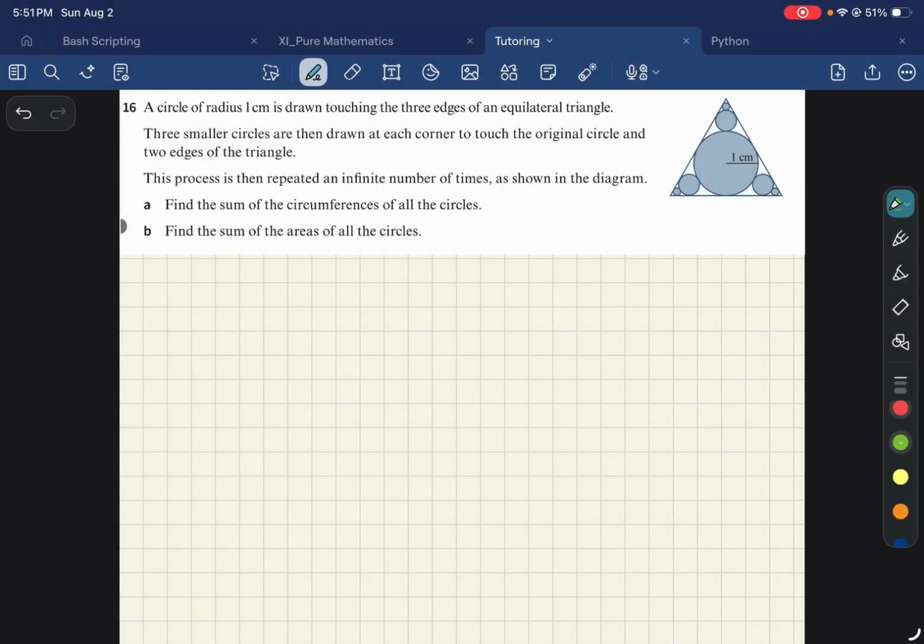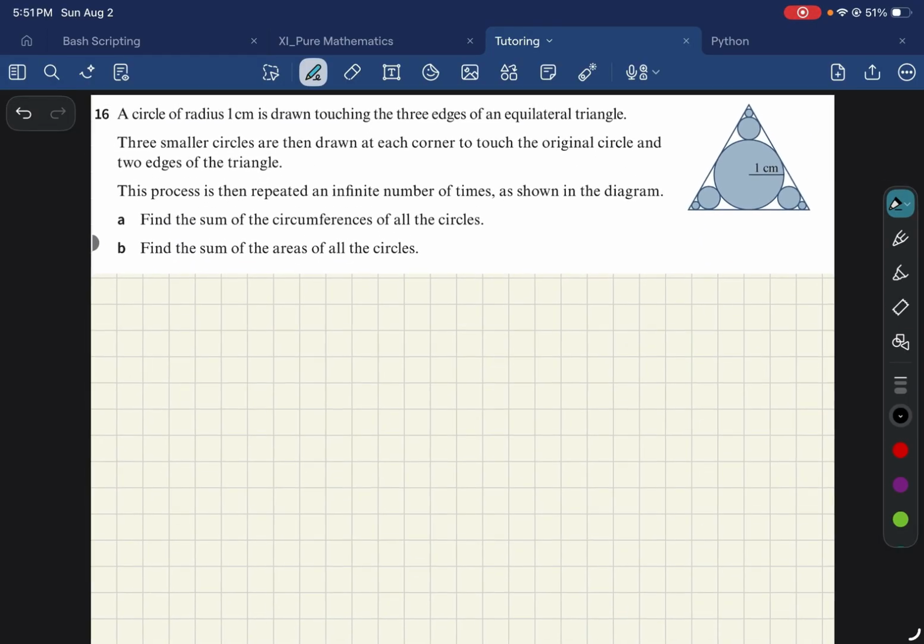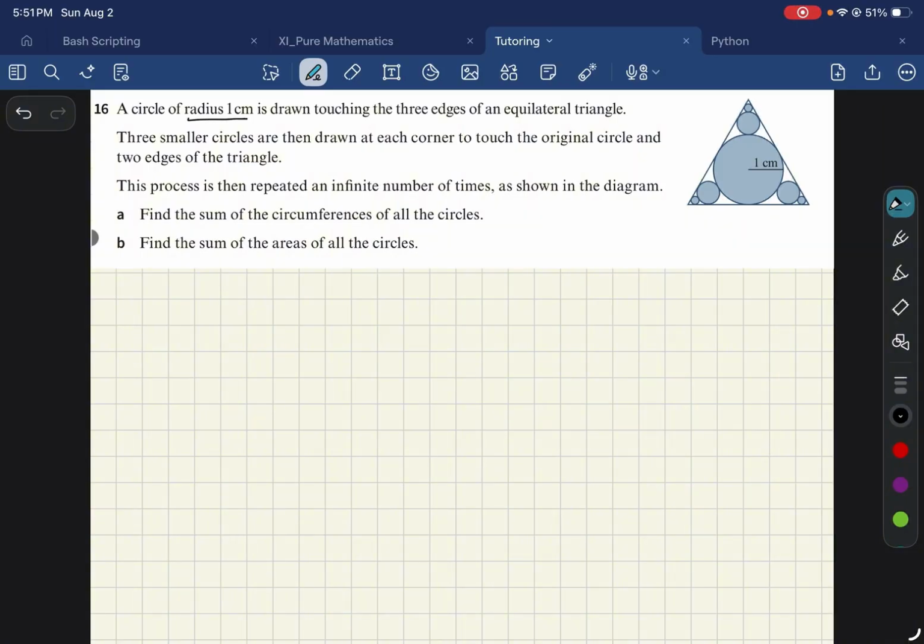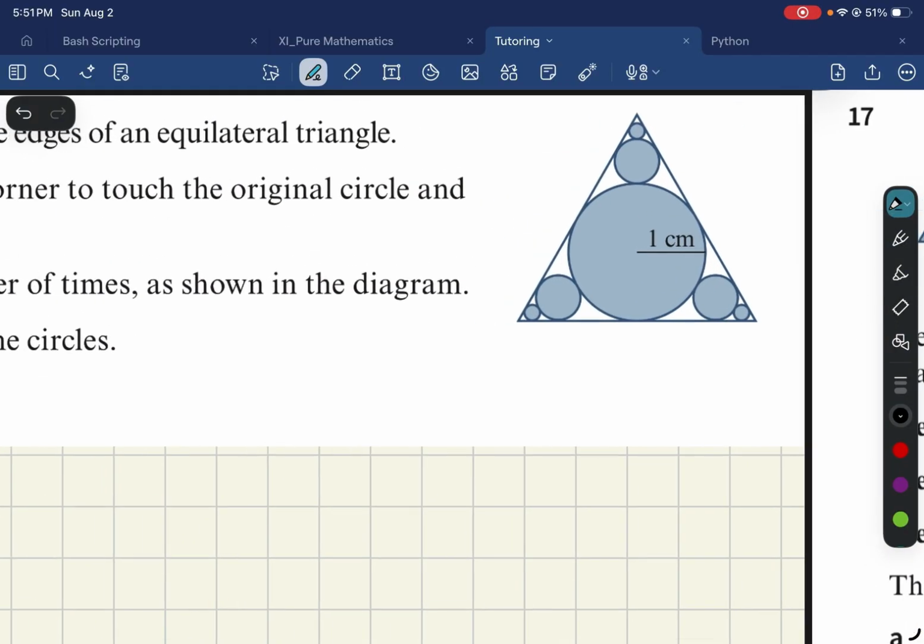Alright, so in this video, we're going to go over two questions that I did not do initially when we were discussing geometric series. So we're going to go over these two questions. Question 16 says, a circle of radius 1 centimeter is drawn touching the three edges of an equilateral triangle.